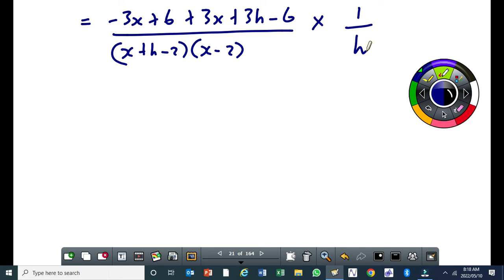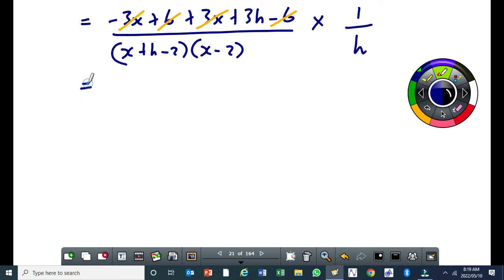Okay? Now, I'm sure you can see that some of the terms will cancel out. This positive 6 and that minus 6 will cancel. The minus 3x and the positive 3x will also cancel out. Just as a matter of advice, it's not necessary to use FOIL in the denominator to remove brackets. Okay? So we're left with 3h in the numerator. I hope you can see that.